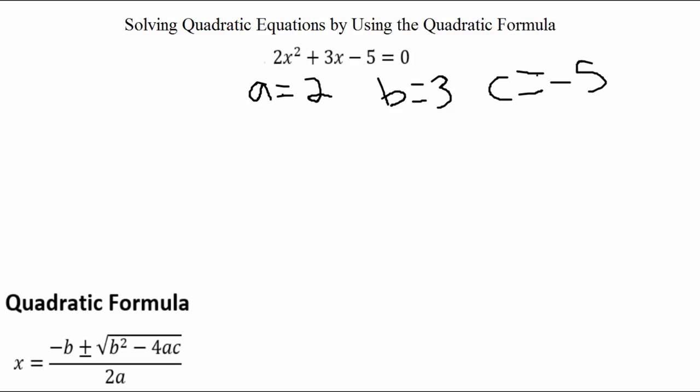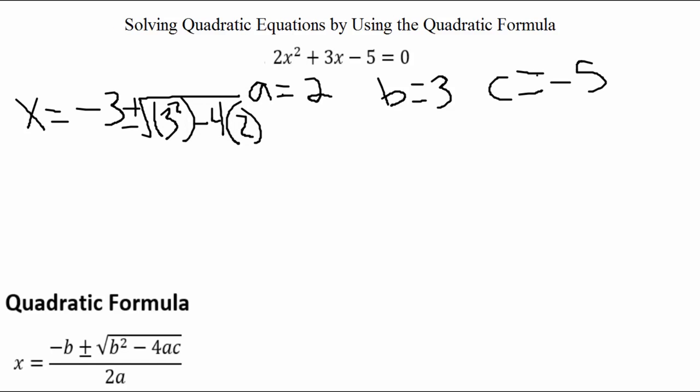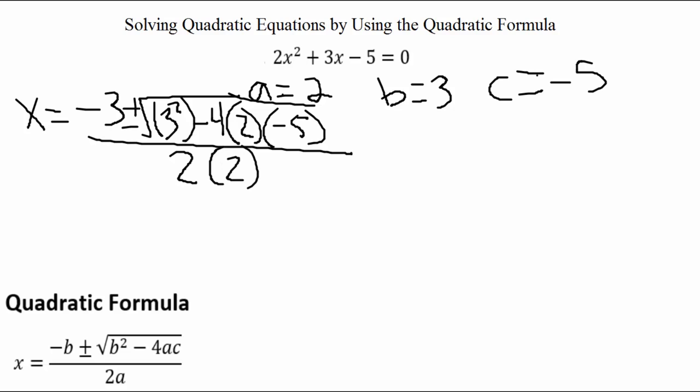Moving on, after we figure out what a, b, and c are, we need to plug into the formula. We are solving for x. So x is going to equal, starting with our numerator, a negative b. The negative is part of the formula, and b is a 3 in this example. Plus or minus the square root of b squared, so b is 3, that's 3 squared, minus 4 times a, which is a 2 in our problem, times c, which is a negative 5. So that's our numerator. All over 2a. So 2 times a, which for us here is 2 times 2.